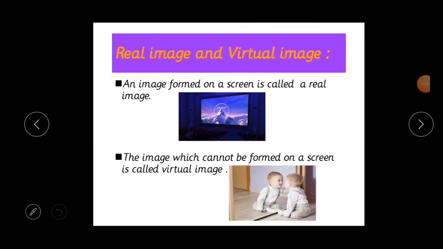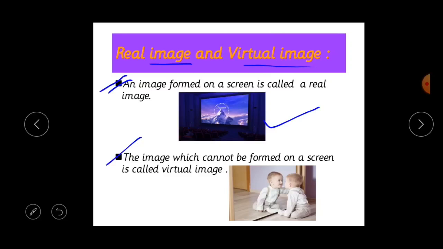Next, before knowing more about this concave and convex mirror, let us know what is this real image and virtual image. An image formed on a screen is called a real image. The image which is formed on the screen is called a real image. And what is this virtual image? The image which cannot be formed on a screen is called virtual image.